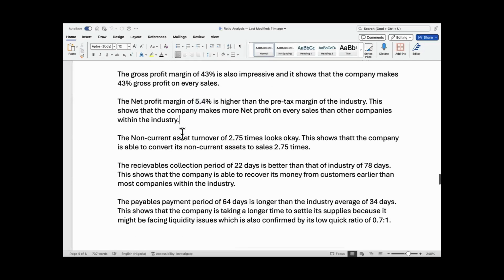For the non-current asset turnover, which you have as 2.7 times, I said it looks okay. Then I showed the examiner. I said, this shows that the company is able to convert its non-current assets to sales 2.75 times. The examiner will just be ticking for you, because you will be very clear.